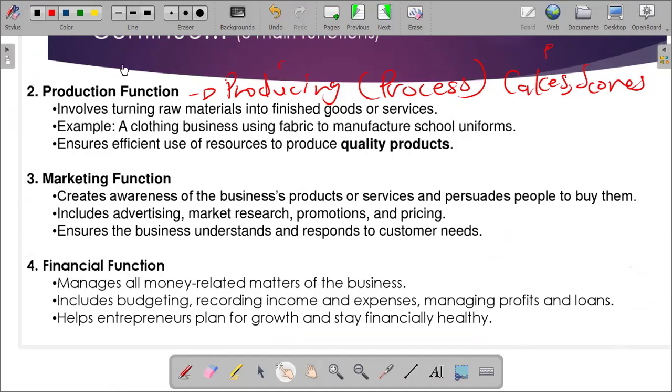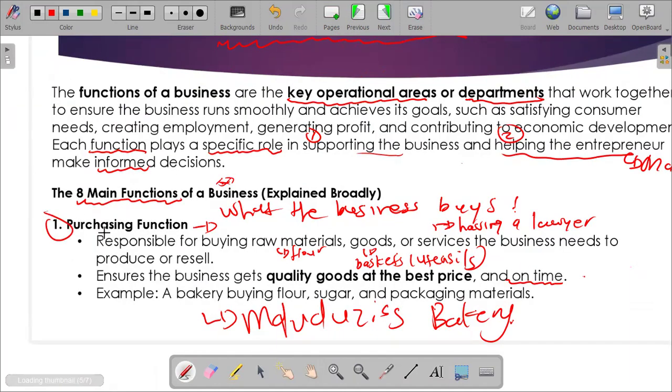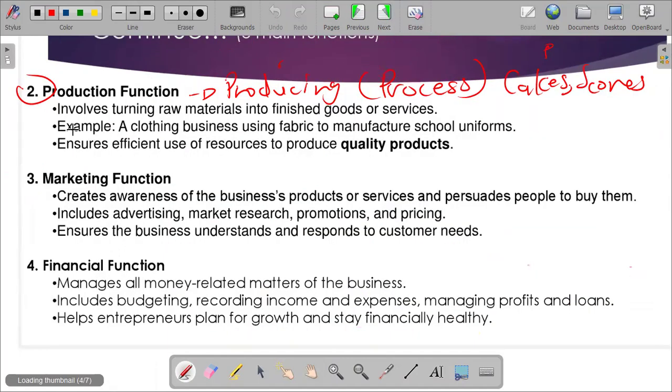All right, so that's the second function. The first function was the purchasing function, where you buy products or rather raw materials to produce your final goods. So we buy the flour so that we can make the cakes. The second one is the production. Now we turn what we've bought into a product. Now we turn it into the cakes. And then the third function is the marketing function. The third function is the marketing function.